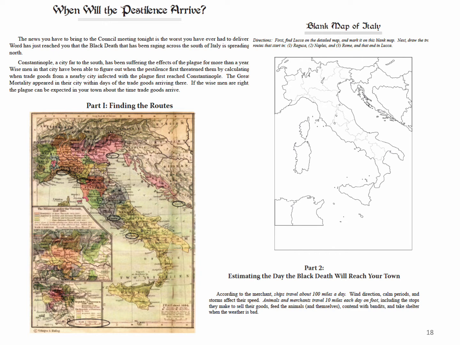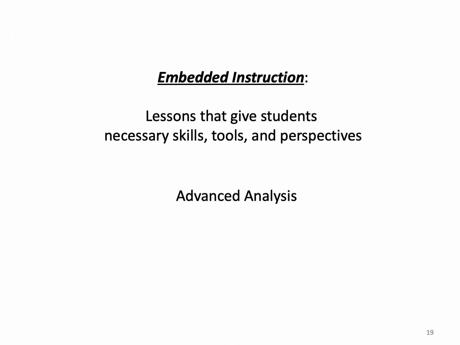Lessons embedded in Black Death help you add to the student's intellectual toolkit. For instance, in Black Death, students learn to read maps by tracing the 3 trade routes by which the plague spread, and then calculate the speed with which it traveled on each route. In other examples of embedded instruction, students learn how to analyze the problem in different ways.